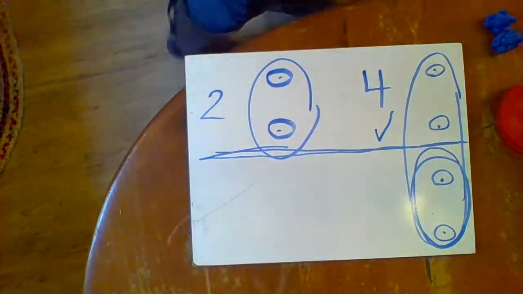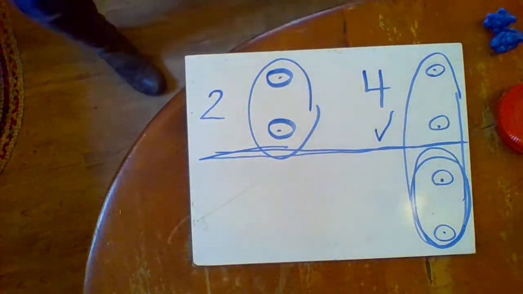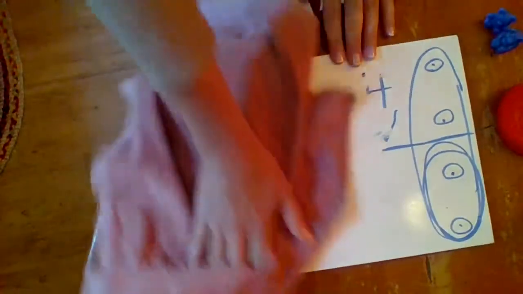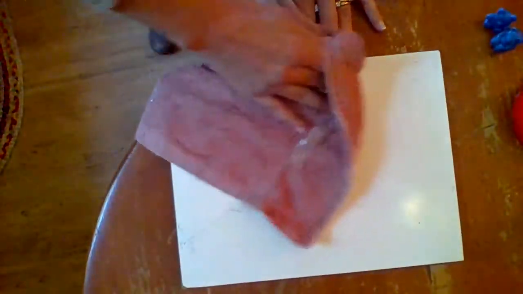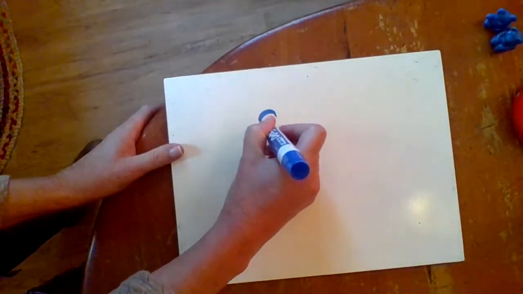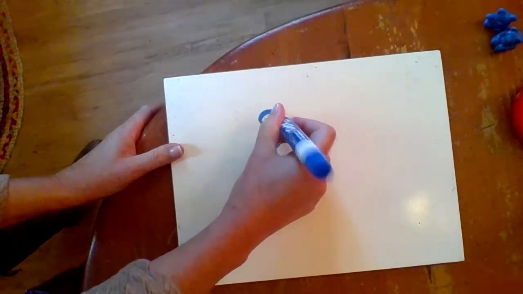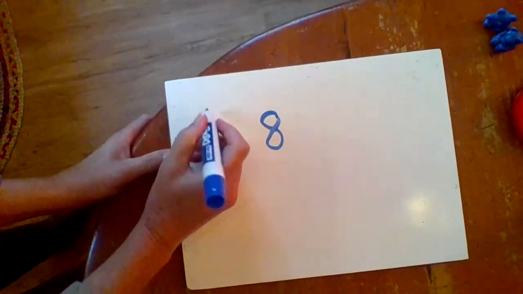Okay, we're going to do one more together. And this time, we're going to just do picture representation. We don't need objects for this last activity at all. All we need is our marker. So the first number we're going to try is 8. So you can go ahead and write an 8 down here so you can remember that. And I'm going to draw 8 circles.